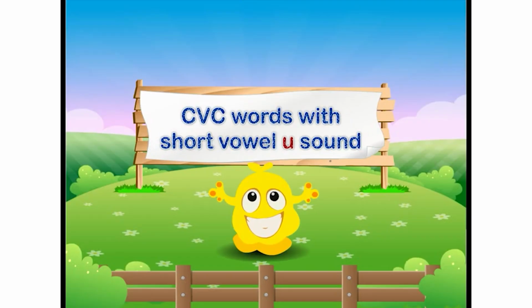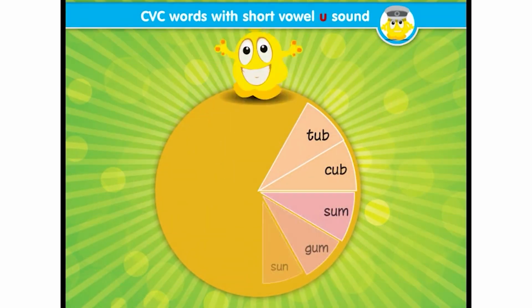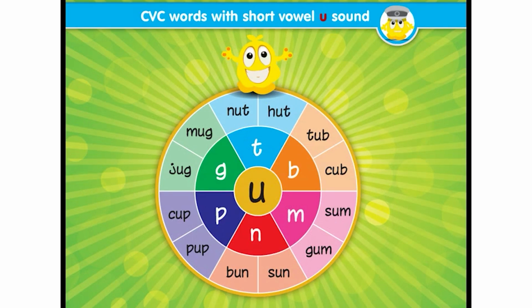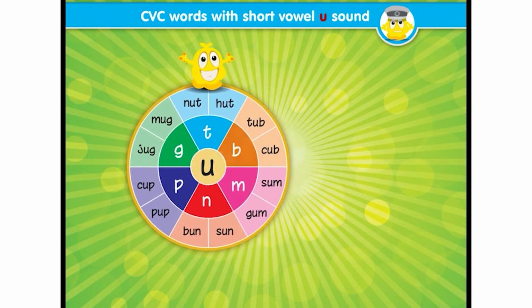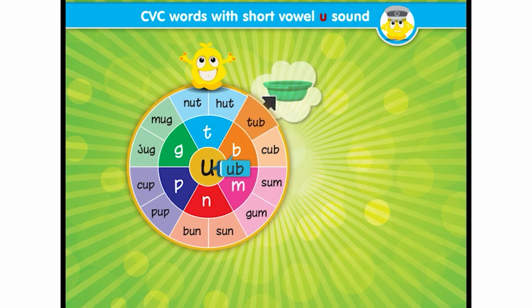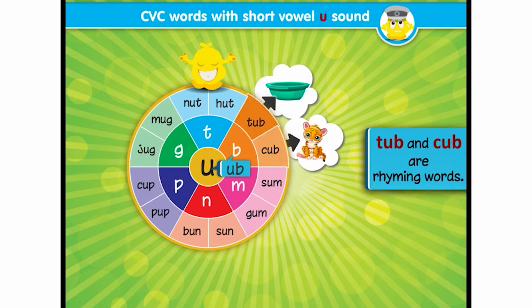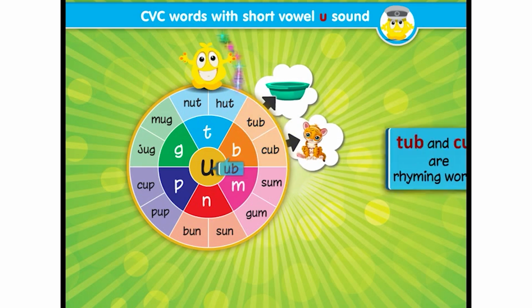CVC words with short vowel U sound. That's a sound wheel. Let's understand what it shows. As we see, vowel U at the center. It is the U sound wheel. U and B makes ub, as in tub and cub. Tub and cub are rhyming words.